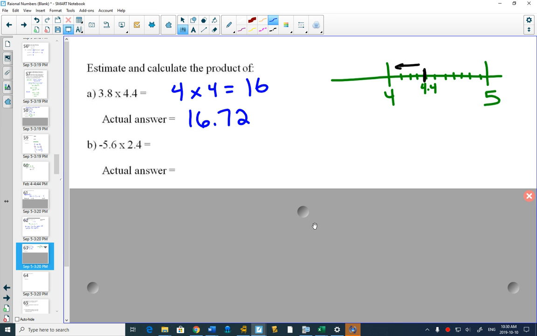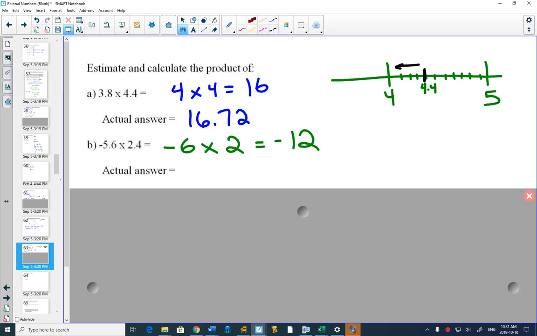Negative 5.6 and 2.4. So first of all, negative 5.6. If we're rounding, what's it closer to? Negative 6. Multiplied by 2.4? Closest to 2. So we get our estimate. 2 times 6 is 12. A negative times a positive is negative. So we start to see that all of these things that we've learned right from the beginning, integers, multiplying a positive times a negative, they keep coming back. That's the nice thing about math, is you get to revisit the ideas over and over again.